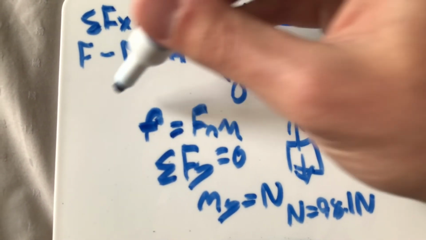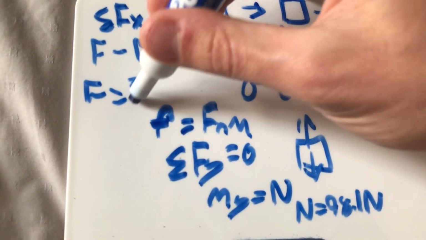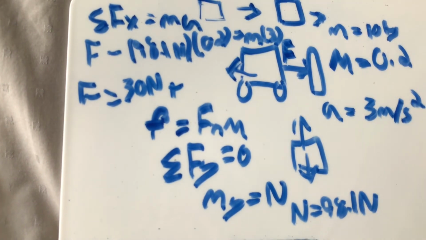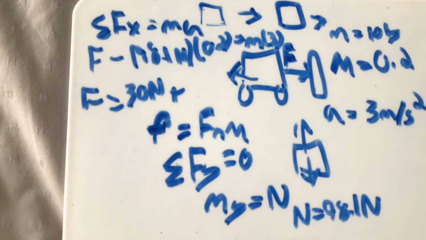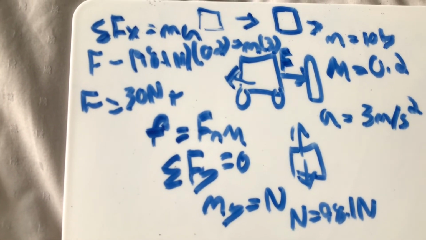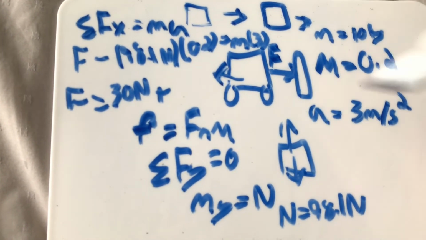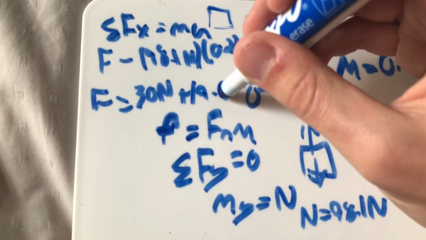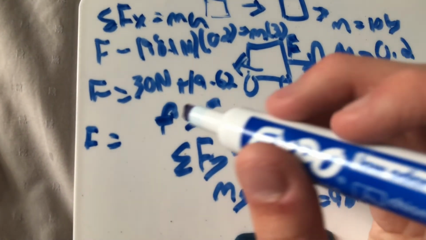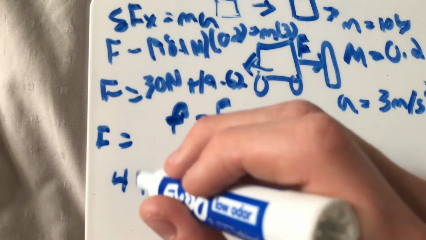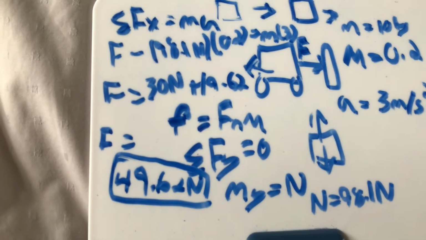Pardon this here. Now we have F is equal to 10 times that 3, which makes it 30 newtons, plus that 98.1 times that 0.2, and what that will give us is 19.62. With that 19.62 plus 30, we end up with that F, that force that we were trying to solve for, is 49.62 newtons. That'll be an example there.